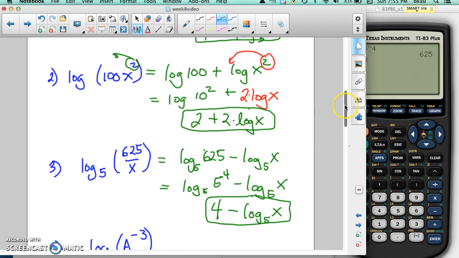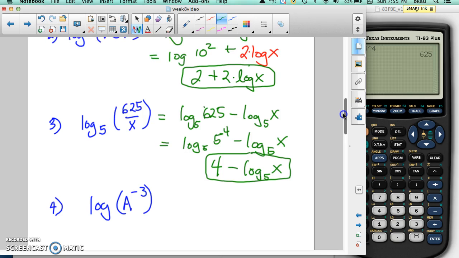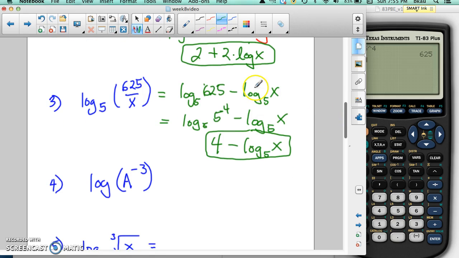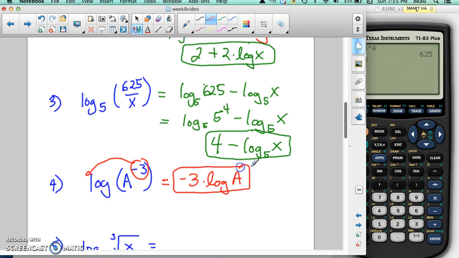Alright, our number 4 example here. This one just uses the one rule that states that we can move the exponent into the front. It's the product. So our answer here is going to be -3 times the log of a. That's our solution. We can't simplify other than that.